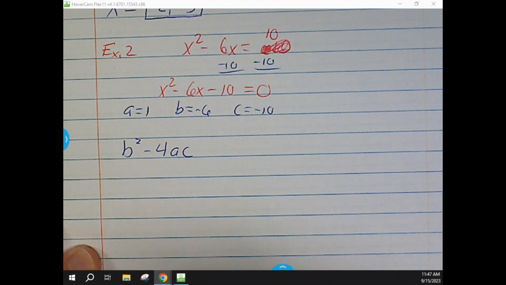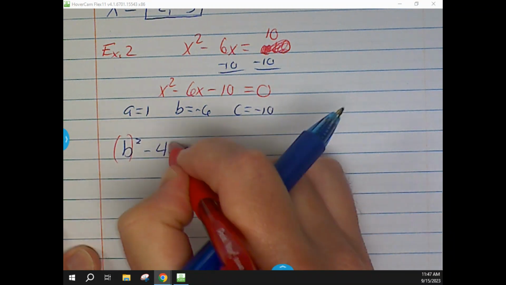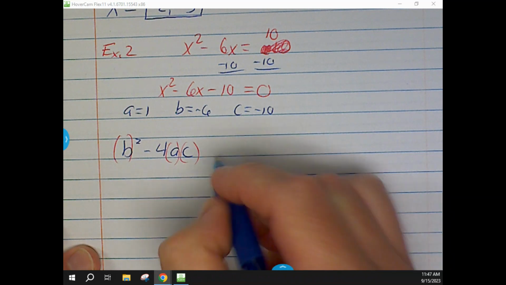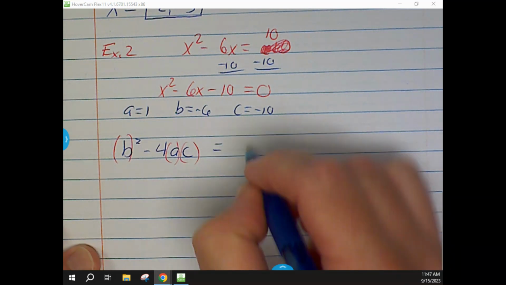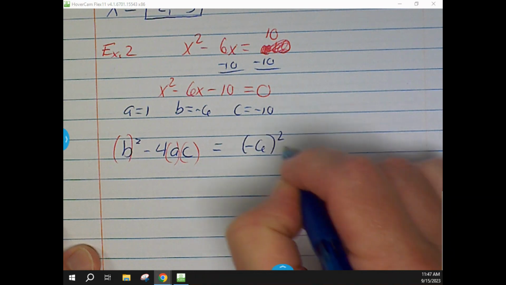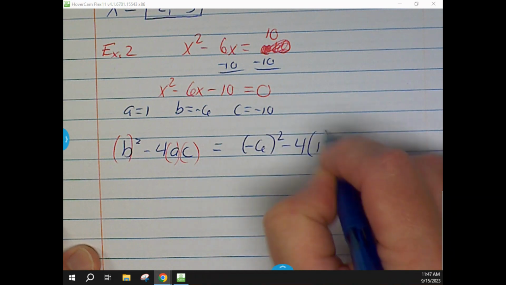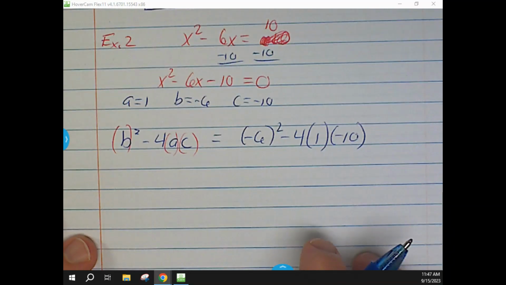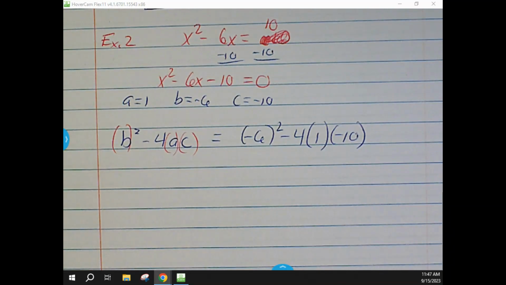All right, so very first thing we're going to do is B squared minus 4 times A times C. So that is negative 6 squared minus 4 times 1 times negative 10. And yes, use your parentheses, because if you use your parentheses, there's a 99% chance you will not get the wrong answer. There's a 99% chance you get the correct answer. Again, that's just the parentheses making that much of a difference.